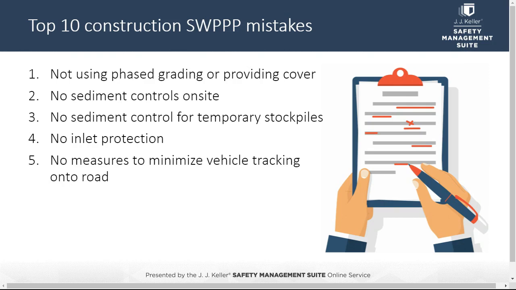Number 2, no sediment controls on site. Now, sediment controls such as silt fences, sediment barriers, sediment traps, and basins must be in place before soil disturbance activities begin. Often these are identified in the site SWP, but they're not installed before the work begins. Number 3, no sediment control for temporary stockpiles. Now remember, temporary stockpiles must be seeded, covered, or surrounded by a silt fence.